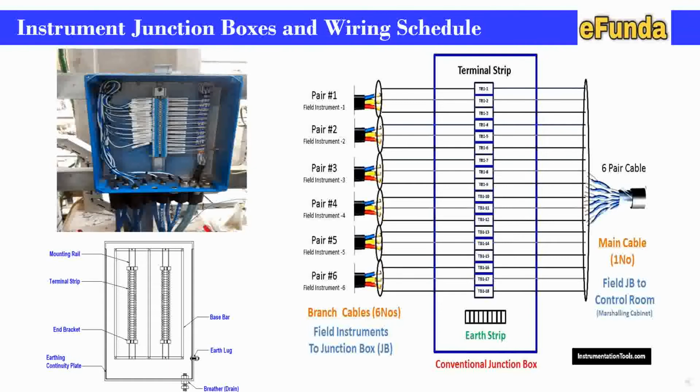That is pair 1, pair 2, pair 3, pair 4, pair 5, pair 6, the 6 numbers branch cable are coming from field instrument to the junction boxes. And similarly from junction box onward, one can see main cable one number, that is a 6 pair cable from field JB to control room, that is going to the marshalling boxes. This is how the wiring is done in the junction boxes.